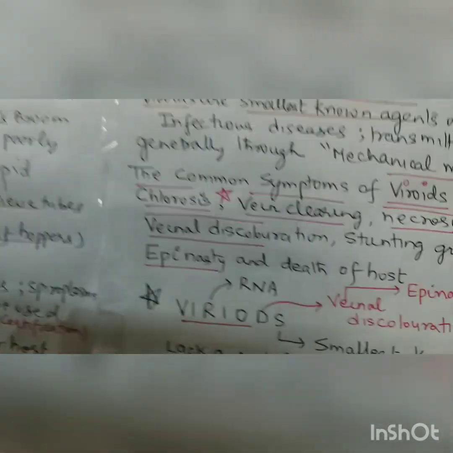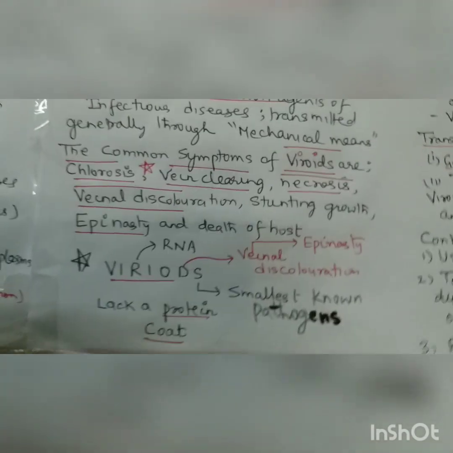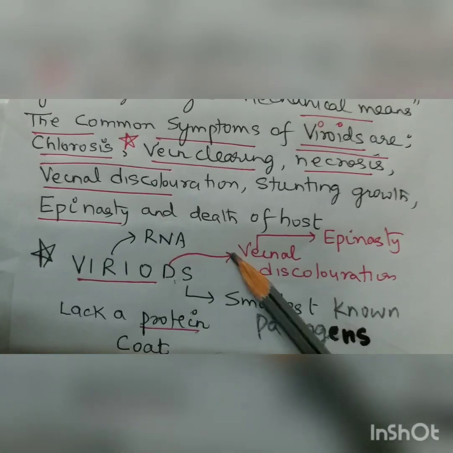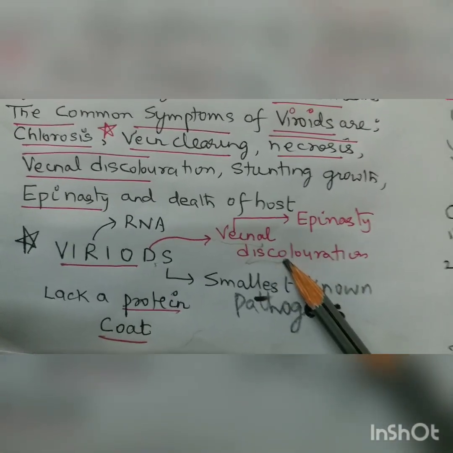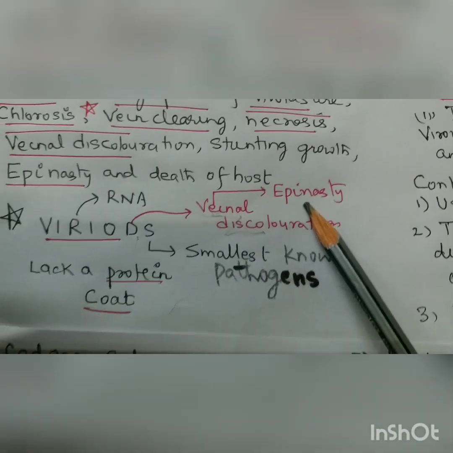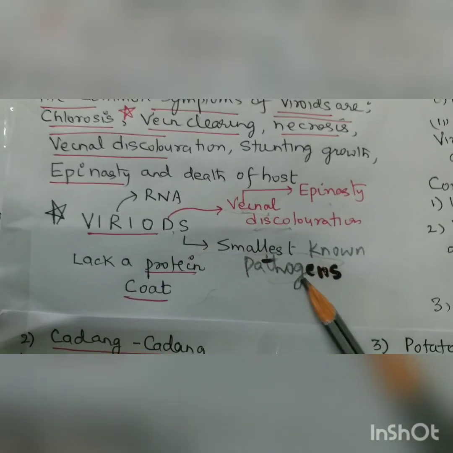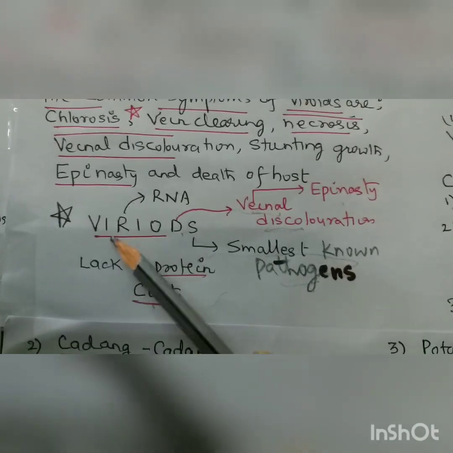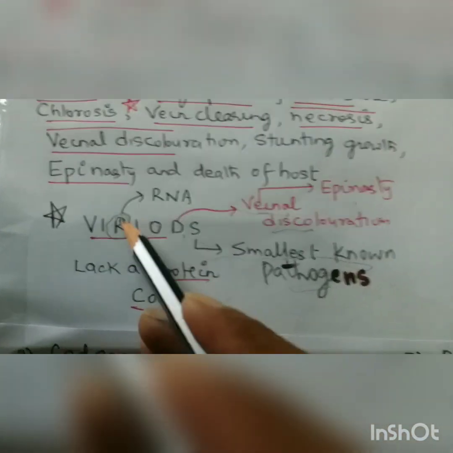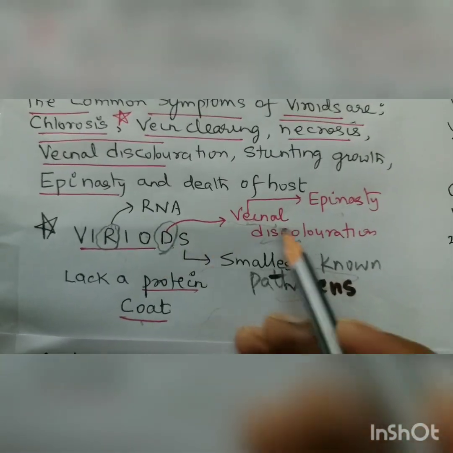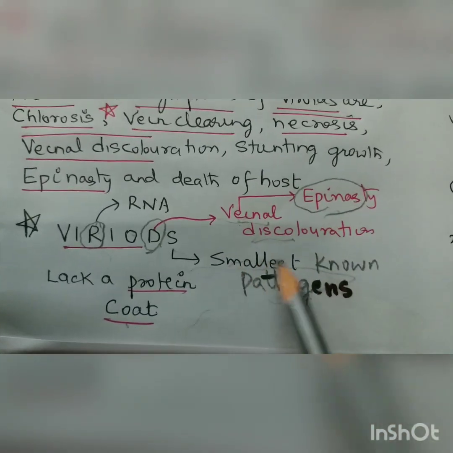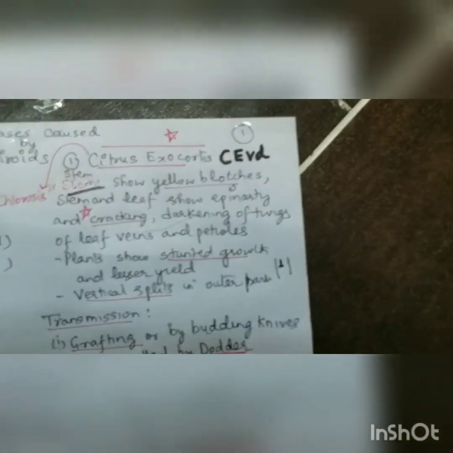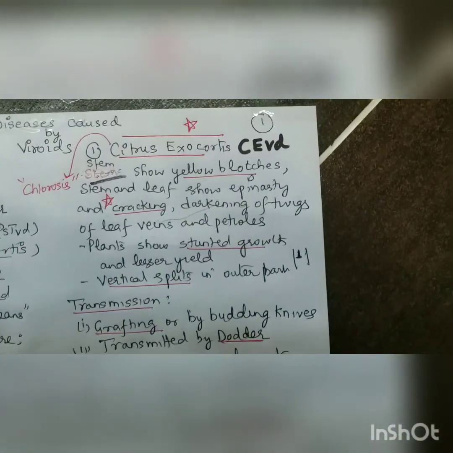So in case of viroids, R is RNA, D is venal discoloration, E is epinasty, and S is the smallest known pathogen, and it lacks the protein coat. So viroid itself tells us that it is an RNA, it causes venal discoloration, and it causes epinasty, the smallest known pathogen, and lacks a protein coat. And the first disease we are taking is citrus exocortis.